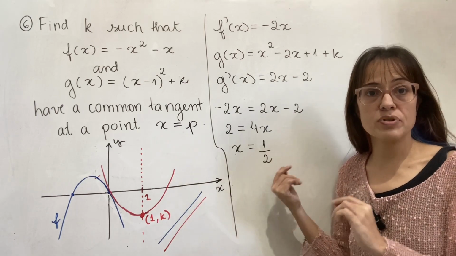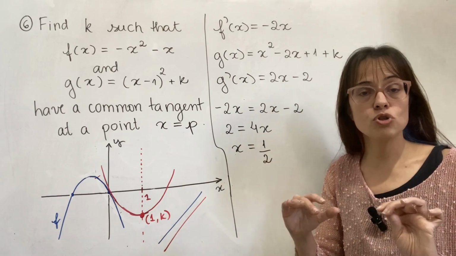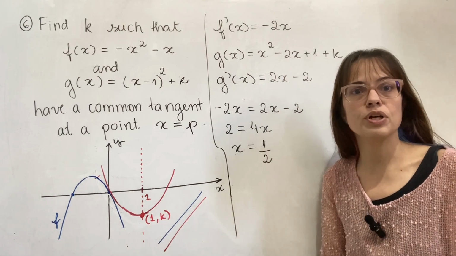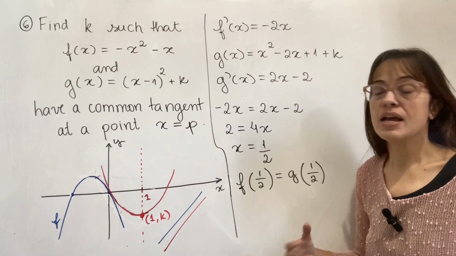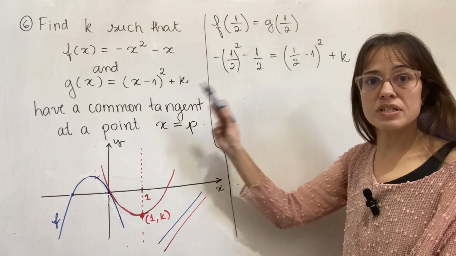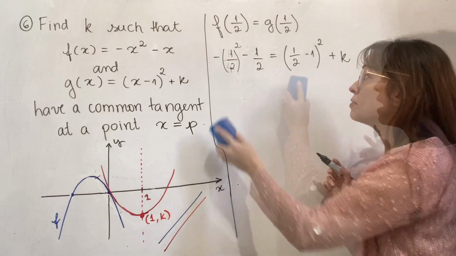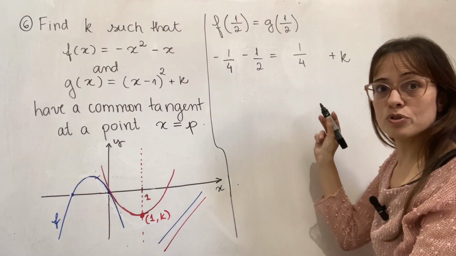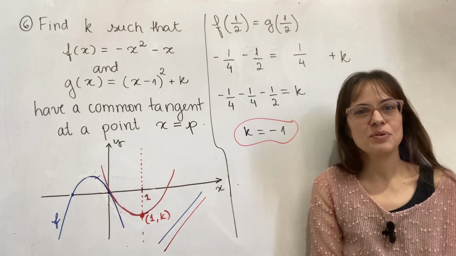So x equals a half was something that I found from setting f prime equal to g prime. But now I also need f equals g for x equals half, because that is the point where they are tangent. I need f of half equals g of half. And that is what is going to give me the value of k. So I've plugged in a half for both of the functions. And now half squared is a quarter. Half minus 1 is negative half. Negative half squared is also a quarter. So now I'm going to subtract a quarter from both sides here. And it turns out that the answer is that k needs to be equal to negative 1.